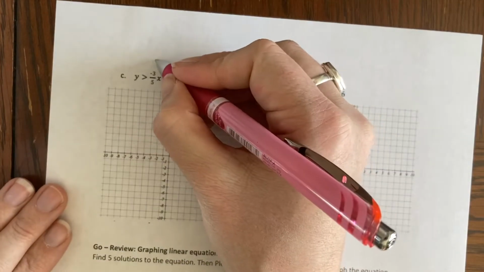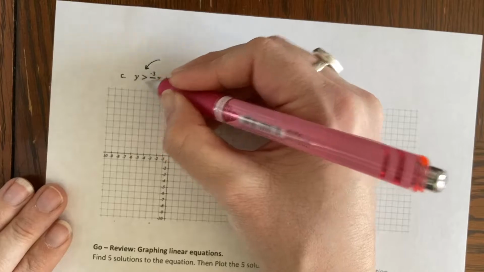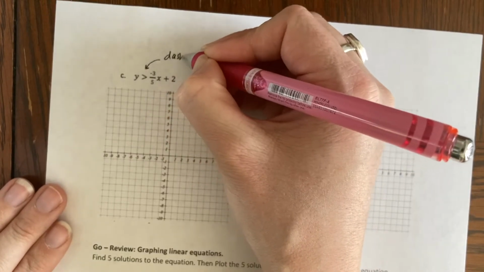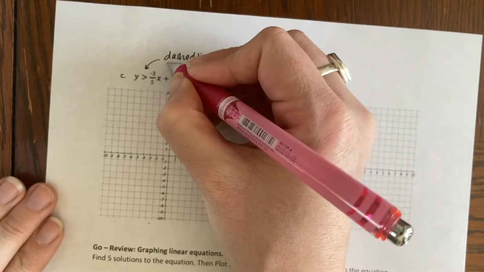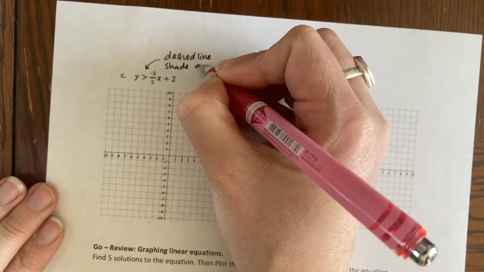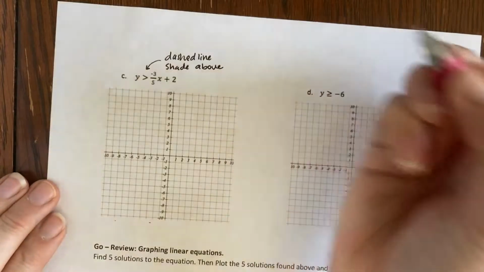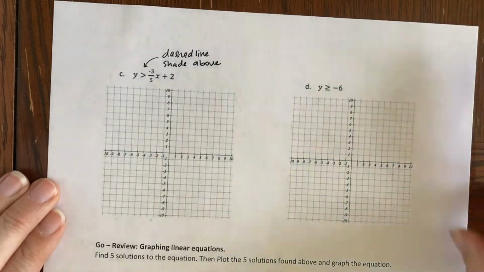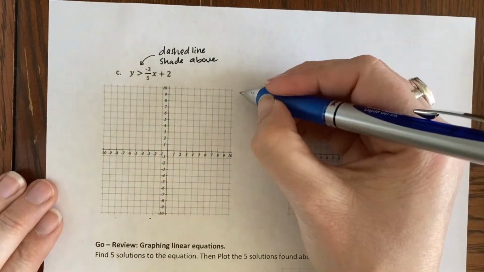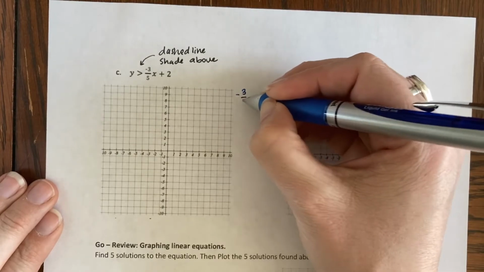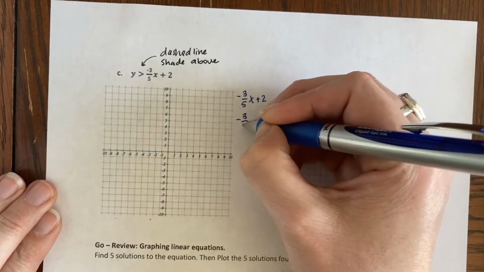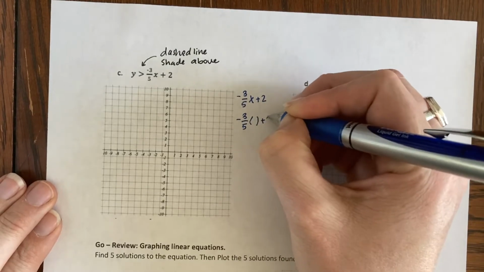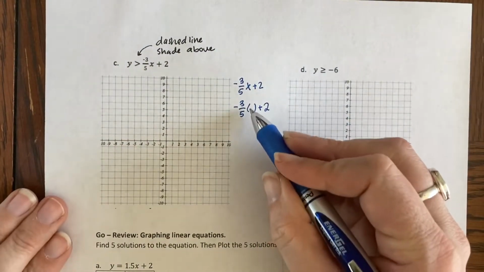Alright, I look at my inequality. If there's no equal sign, it'll be a dashed line. It's greater, so I will shade above. I then plug in values to -3 over 5x plus 2. And I would use my calculator to plug values in right here.